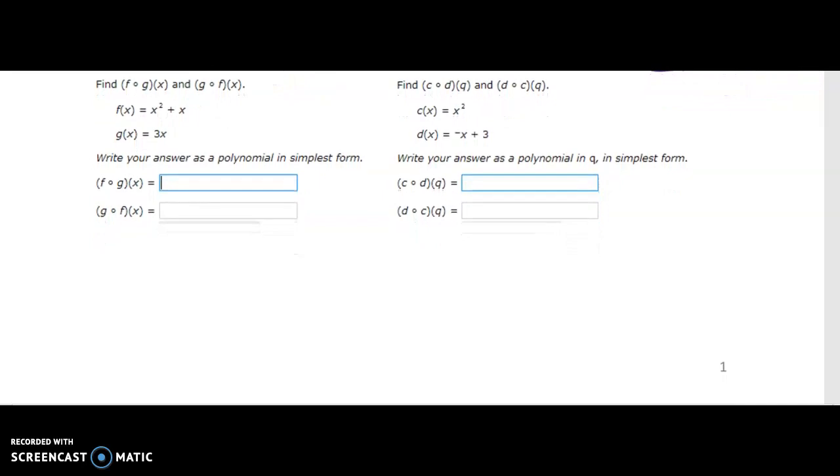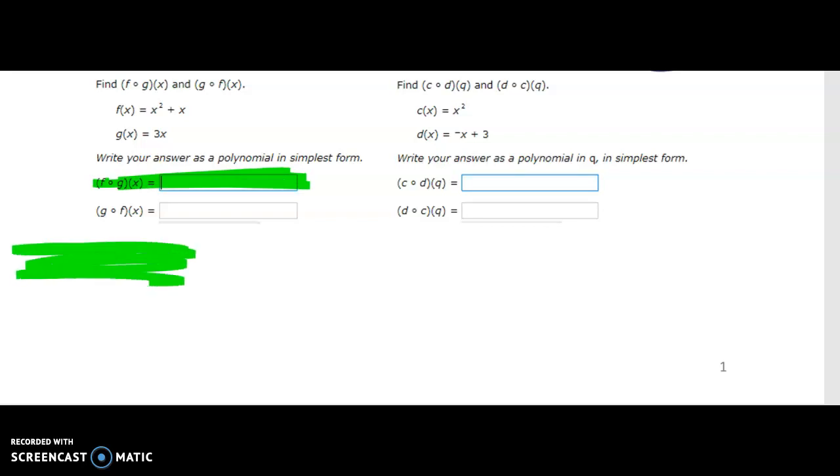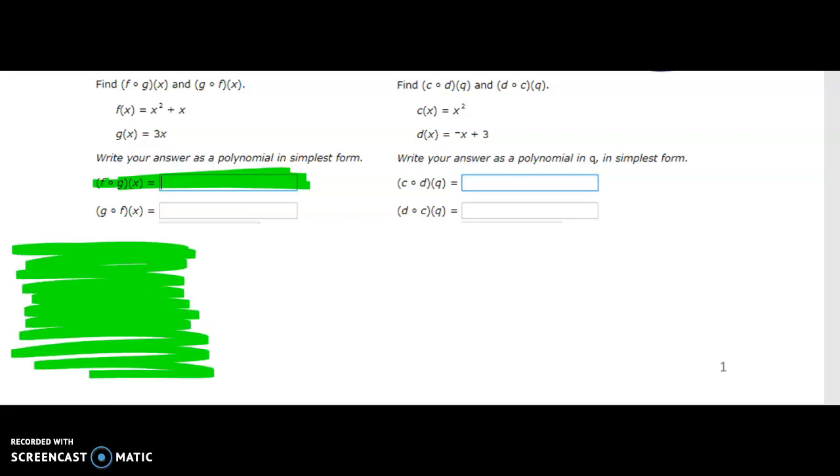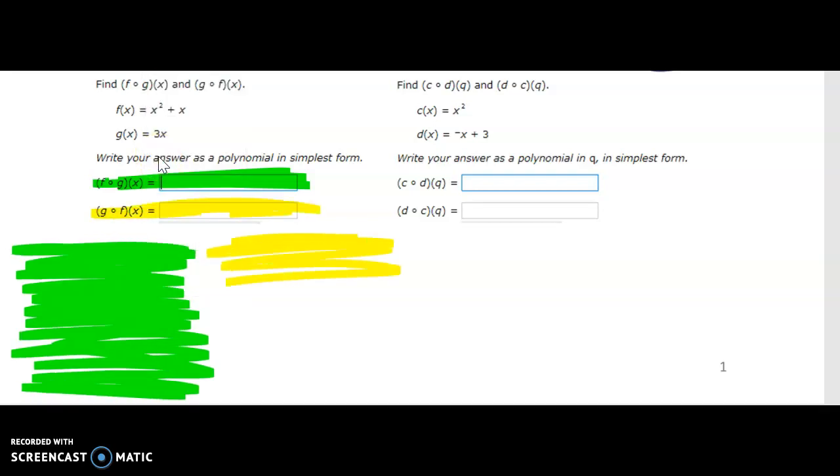And now we have to do both directions. Hopefully I have enough room. You may want to write small if you normally write big. Okay, so this one I'm going to fit in this area, and then this one I'm going to fit in this area. Got it?